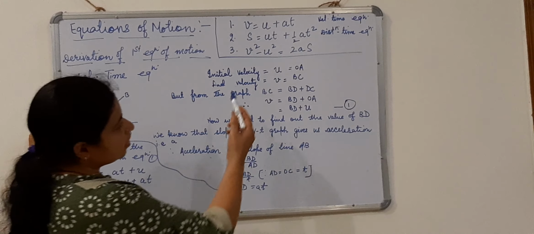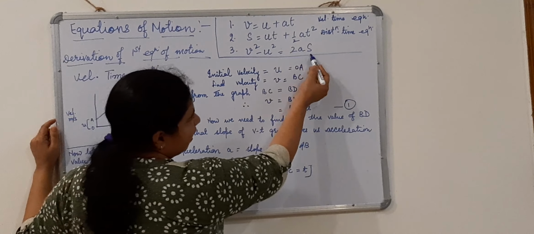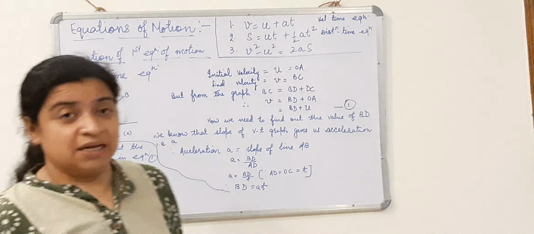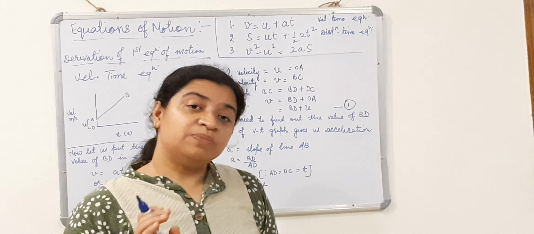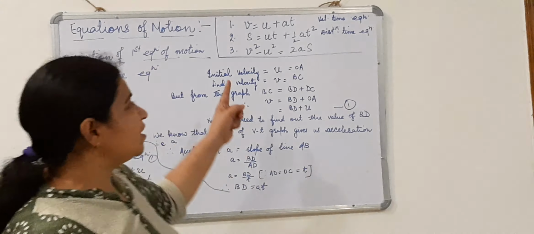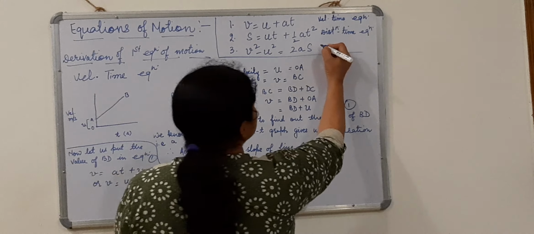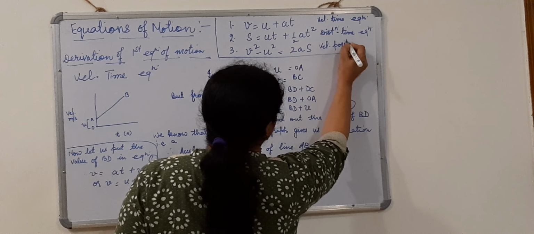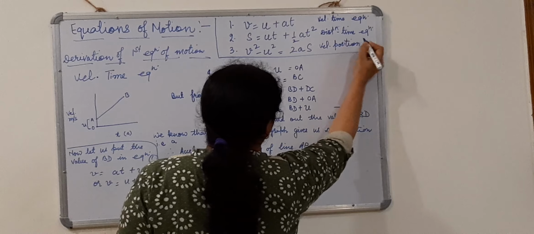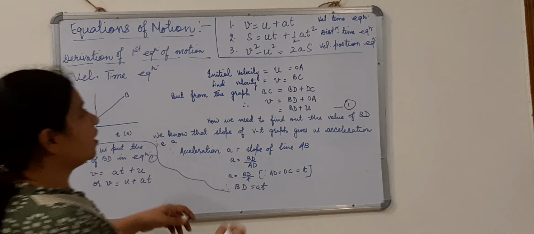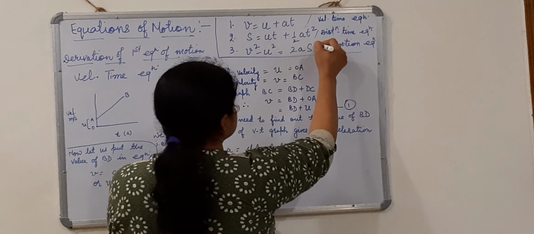In the third equation there is no time. There is velocity and position. When you cover a certain distance, when you stop at that point, from that distance we can find out your position. So this equation is also known as the velocity position equation. These are the other names of these three equations of motion.